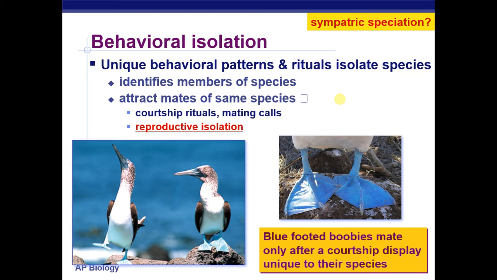This is a great example of behavioral isolation, when certain behavioral patterns or rituals isolate a species, for example courtship or mating rituals. Blue-footed boobies mate only after a courtship display unique to their species. They can't really interbreed because this specific courtship dance and display is required for reproduction to occur, and only those of that population are able to perform it correctly and so attract mates.